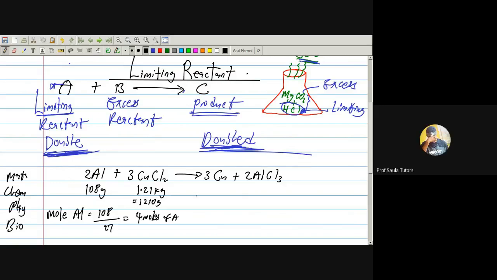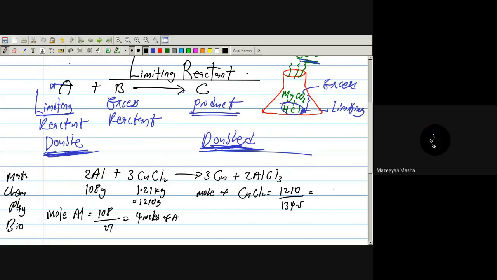Also, what do you do here again? Calculate the mole of CuCl2 altogether, copper 2 chloride. So what do you have? Mass over molar mass, 1210 over the molar mass of CuCl2. You have it already, 134.5. Good.